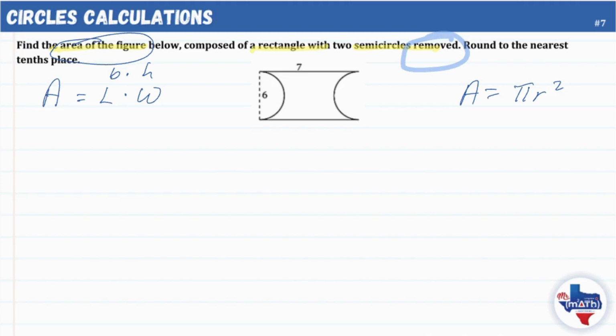So we have the length, which is 7, and the width, which is 6. So 7 times 6 is 42. Okay, so we have the area of the rectangle is 42 square units. All right, let's look at the area of the circle.